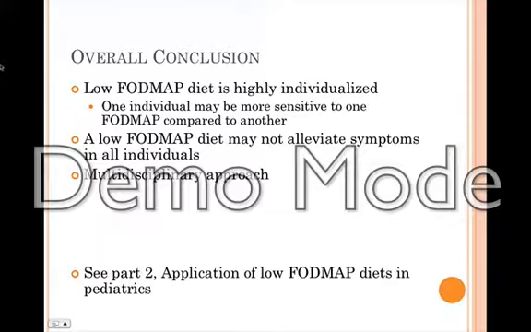A low FODMAP diet for the treatment of IBS is highly individualized, meaning one individual may be more sensitive to a category of FODMAPs compared to another. This also means a low FODMAP diet may not alleviate symptoms for all individuals. A low FODMAP diet also requires a multidisciplinary approach involving a pediatric gastroenterologist and a registered dietitian that specializes in gastroenterology or low FODMAP diets. This will be discussed further in Part 2, along with the implementation and monitoring and evaluation of low FODMAP diets in pediatric populations.